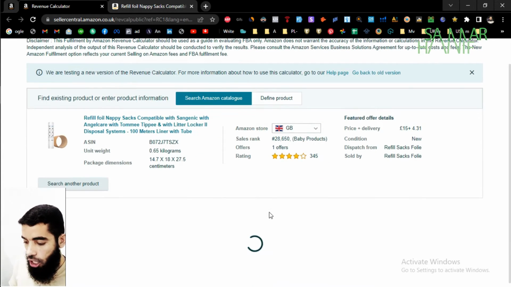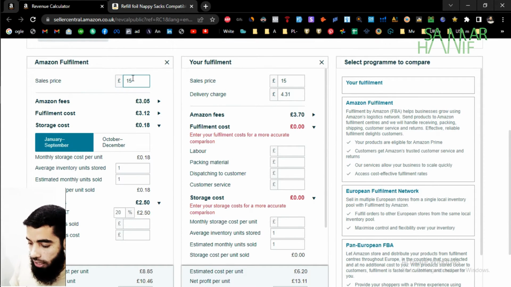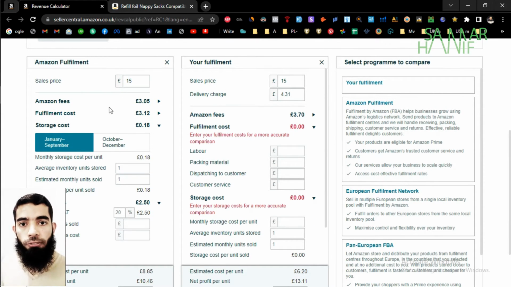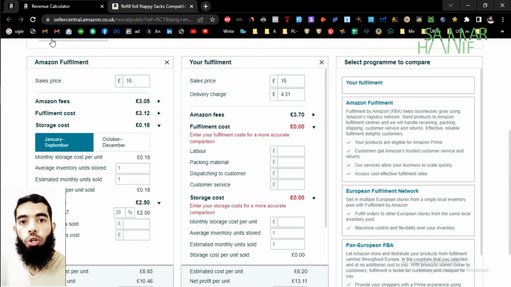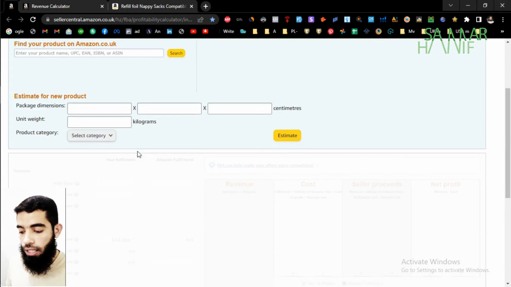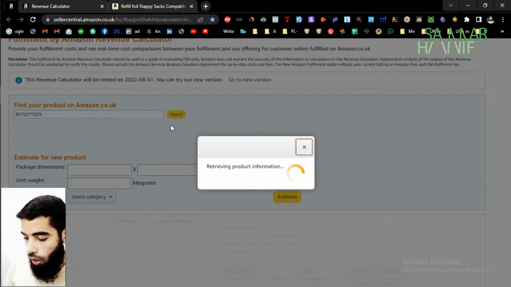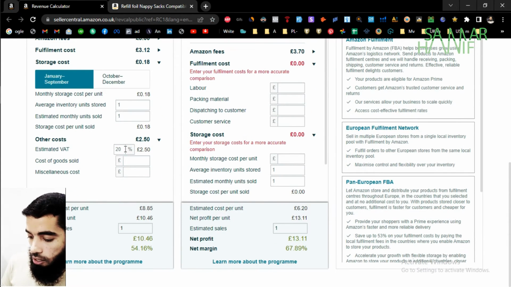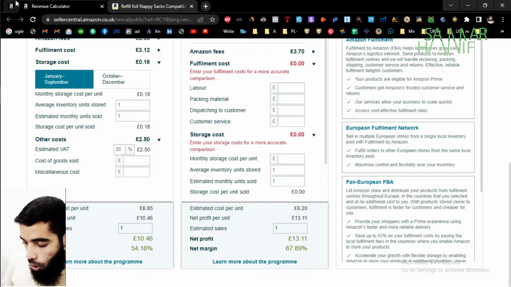Now it has fetched all the product information. Here you will enter your Amazon selling price. Before I continue further, I want to mention that this is the new version of the FBA calculator that Amazon wants you to use. Amazon is expiring the old revenue calculator. The new version calculates the same way, it's just that it has some extra features, like this VAT option was not available in the old version, and some other options too.